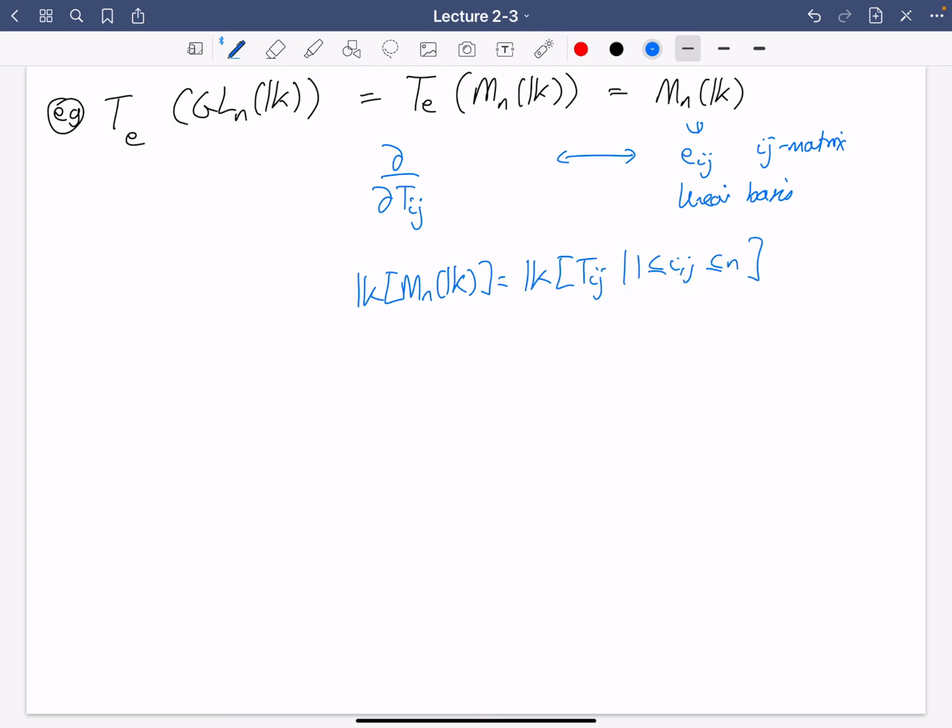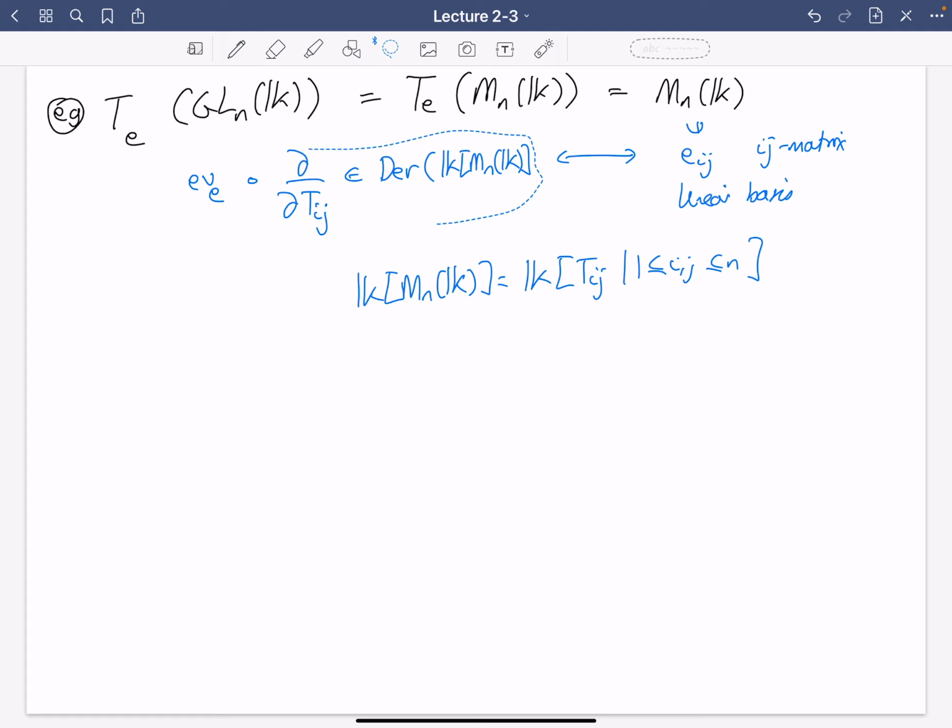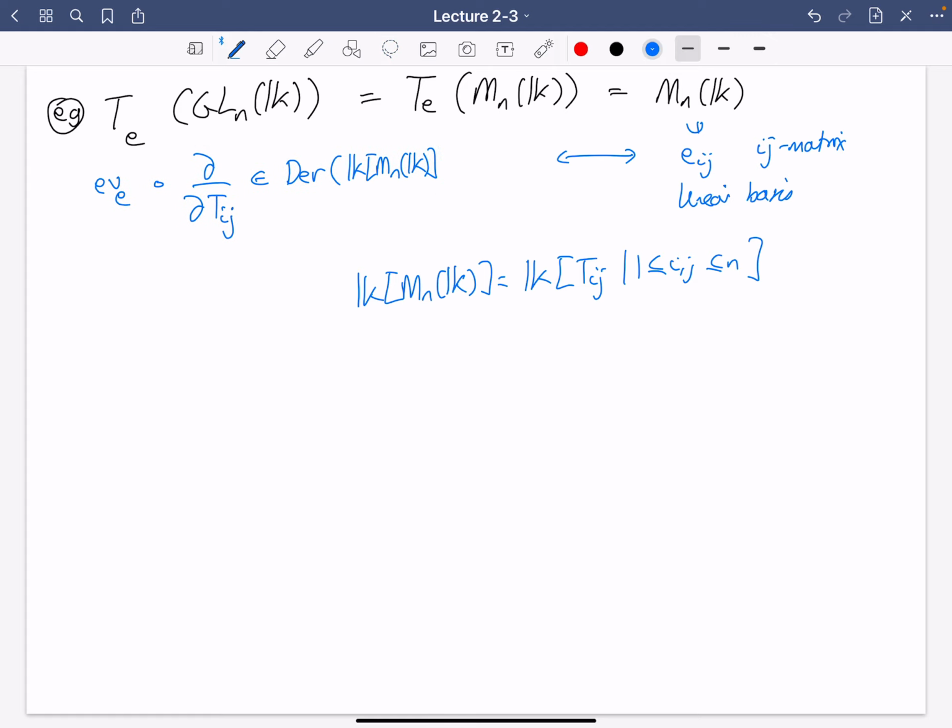So EIJ, the IJ matrix unit, corresponds to partial d dt ij followed by evaluation at E. And so this guy is a point derivation from the coordinate algebra of matrices. Golly, it takes a lot of space to write that, doesn't it? There we go. To the field, that quotient by that maximal ideal for the point E.